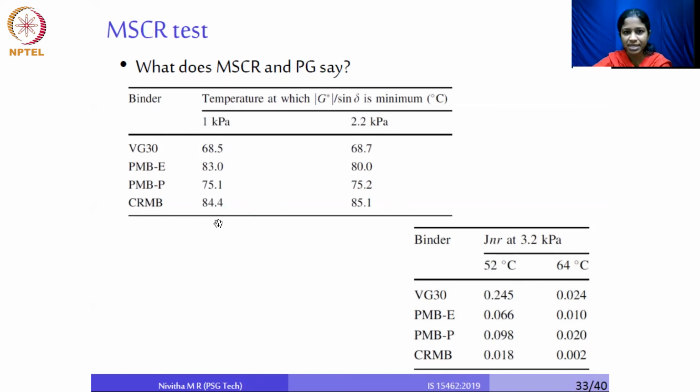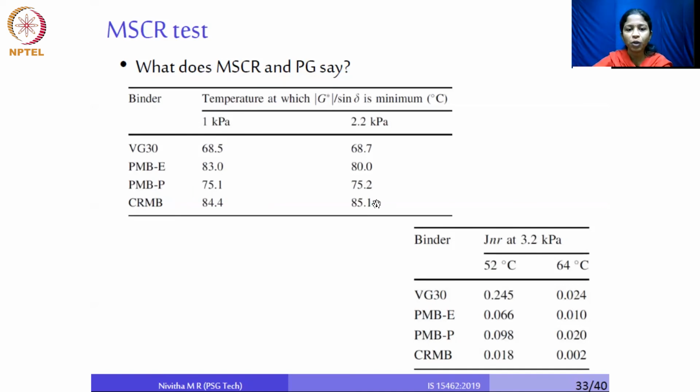Okay, so this is the PG temperature. Let's look at the JNR value. It is again calculated at 2 different temperatures. Let's just pick one set. So if I look at the JNR value here, you can see CRMB is having the least JNR, which is fine. Then it is followed by PMBE, PMBP, and then VG30. So it's kind of corresponding to the order that we have seen here.